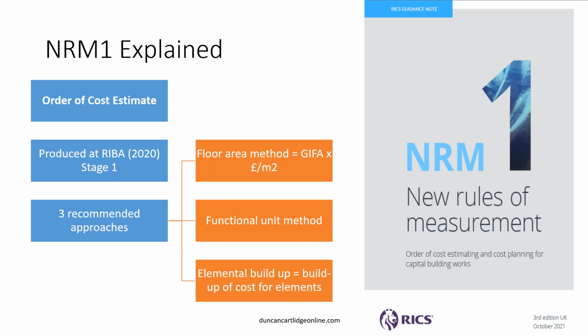When it comes to the order of cost estimate, there are three recommended approaches to produce cost advice, with the addition of the elemental approach, although hardly practical at this stage due to the lack of detailed information. This approach is also recommended for producing cost plans.